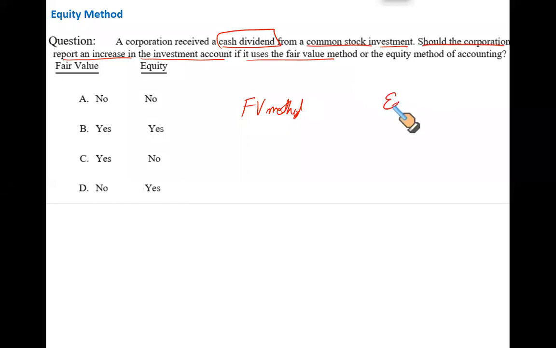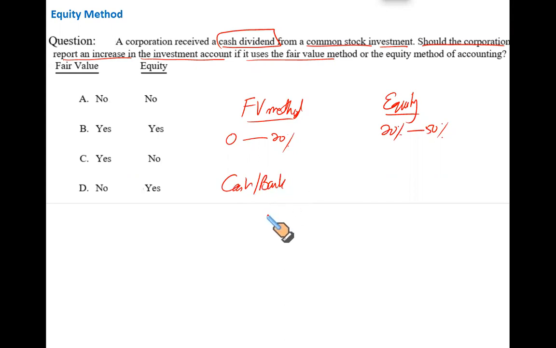or the equity method? So what basically do we do with this investment under the fair value method, under equity method? Please remember, gentlemen, fair value method, that is the fair value measurement, the very first. When you hold between 0 to 20%, you apply fair value method. And when you hold above 20% and less than 50%, you go for equity method. So under fair value measurement, when you receive dividend, you debit cash or bank, whatever the amount is being received, and you credit the dividend income.